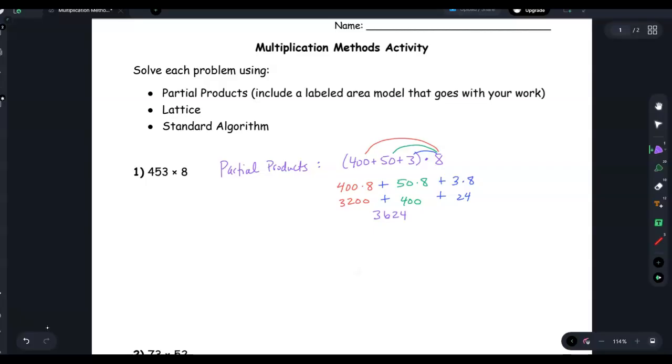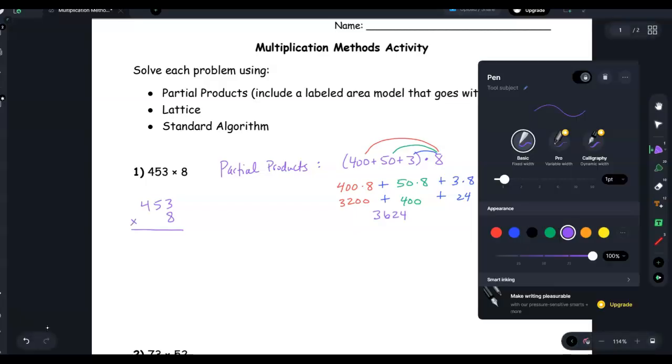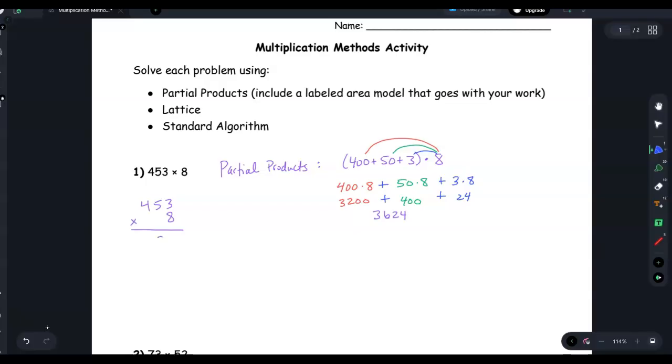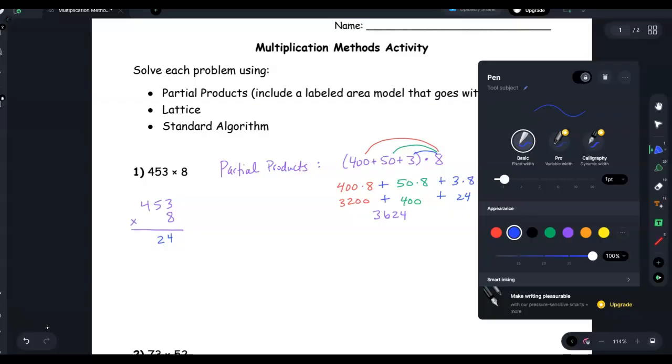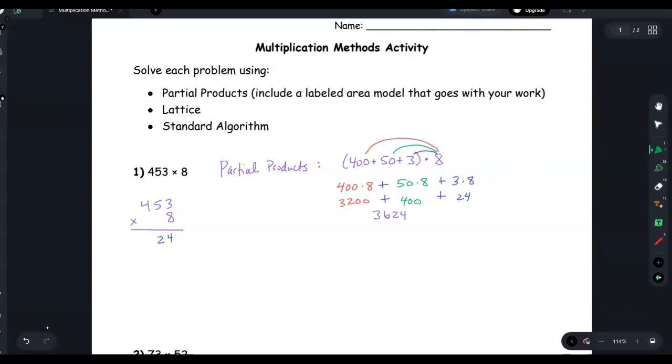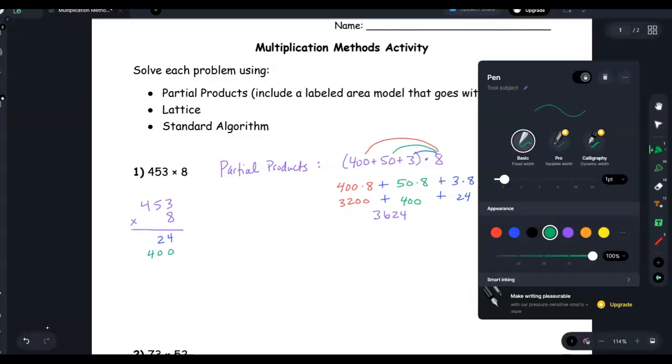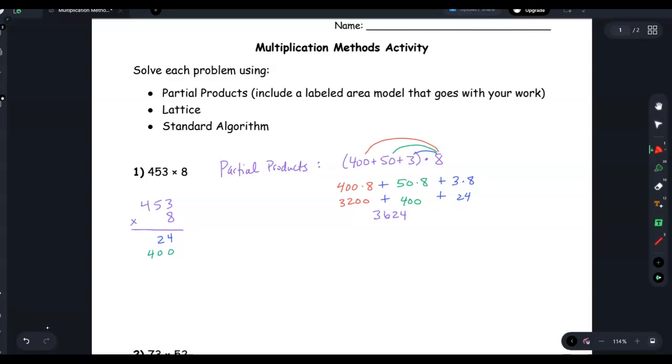I can also show this vertically. So if I start with the 3 times the 8, and I get 24, and then 8 times 50, since the 5 is in the tens place, would be 400. And then finally the 8 times the 400, since the 4 is in the hundreds place, would be 3,200.